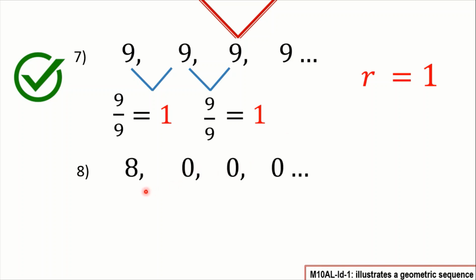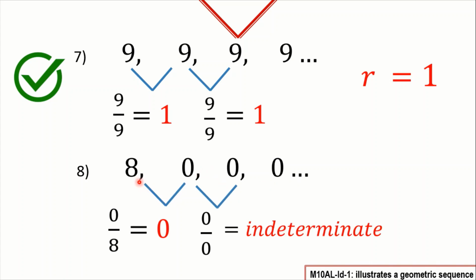Tingnan natin itong example number 8. 8, 0, 0, 0. 0 divided by 8 is 0. Pero 0 divided by 0 is not equal to 0. That is indeterminate. So, tandaan natin, balikan natin yung definition ng geometric sequence. Sabi sa geometric sequence, ang common ratio daw dapat ay non-zero. Okay? So, pwedeng positive, pwedeng negative, pero dapat hindi siya 0. Okay? So, this is not a geometric sequence.